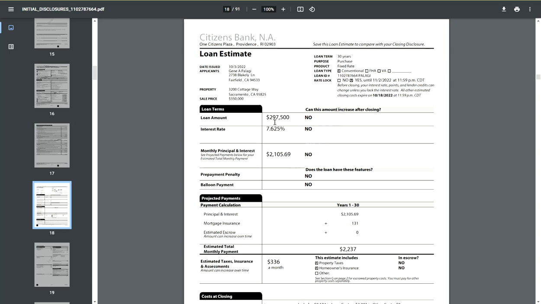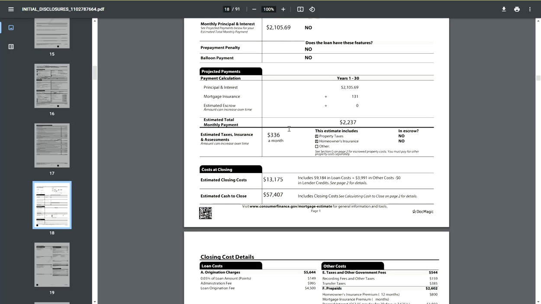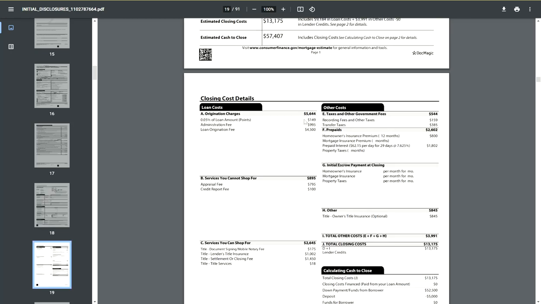But interest rate 7.625%. You go to the second page, it shows points, 149 points. When I locked with the other lender yesterday, it was 2,178 points. So we've got an instant improvement of over $2,000 here. Our commission, $4,500, is still the same.